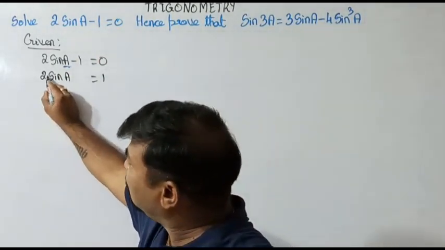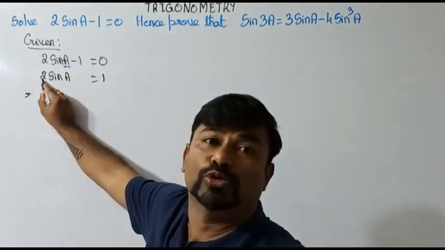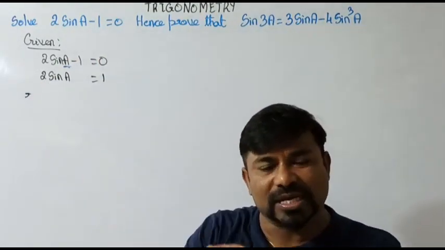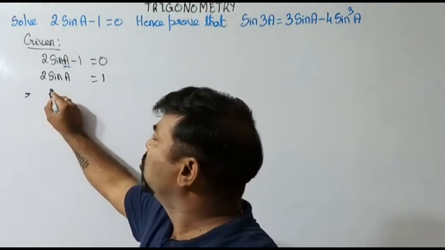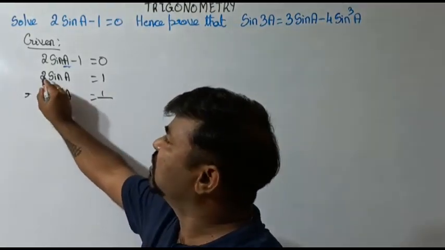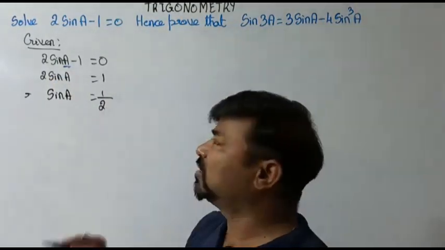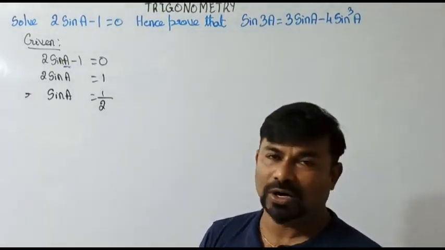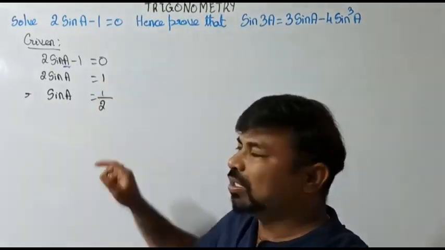Okay, now what else is there? I'd like to send 2. 2 is multiplying there, so I send 2 to the other side. So sin A equals 1 by, this 2 is multiplying, it goes to the other side as divide. So 1 by 2. Okay, now we got sin A is equal to 1 by 2.